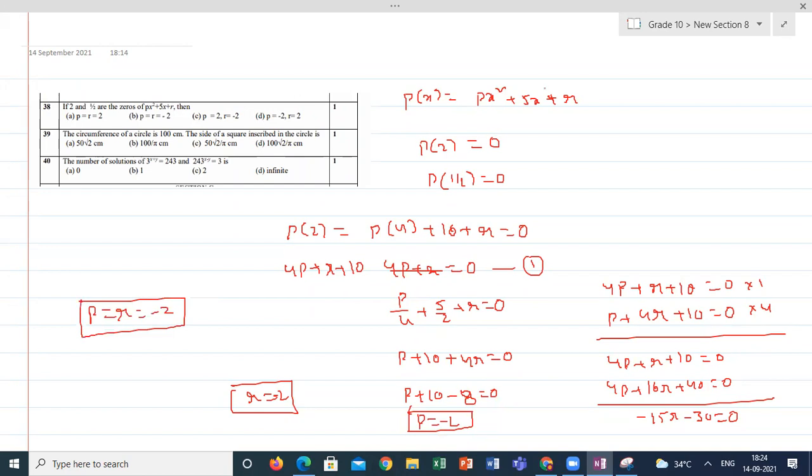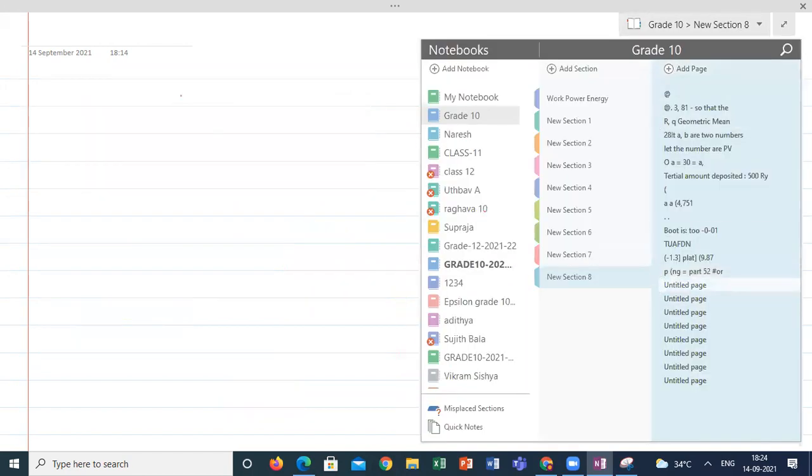This is one method. How to do the other method? Using the product of the zeros and the sum of the zeros. Here, 2 and 1/2 are the zeros. The product of the zeros is the constant term divided by the coefficient of x². The product of the zeros is 2 into 1/2, which is 1. The sum of the zeros we don't need. So the product of the zeros, 2 into 1/2, equals r/p. That means r/p = 1.